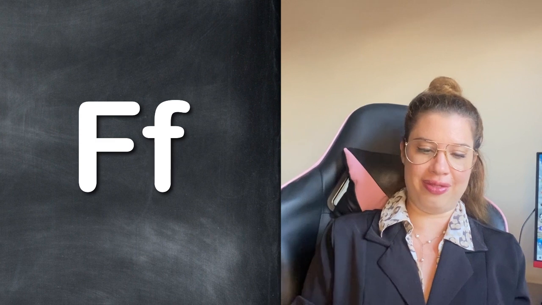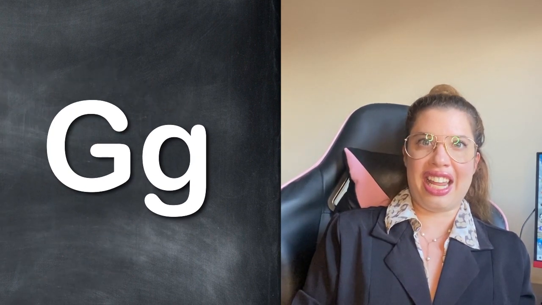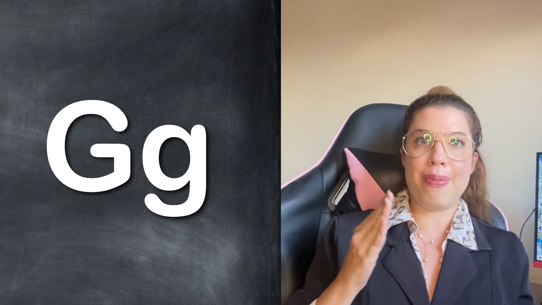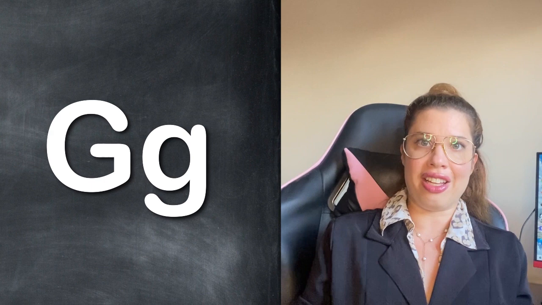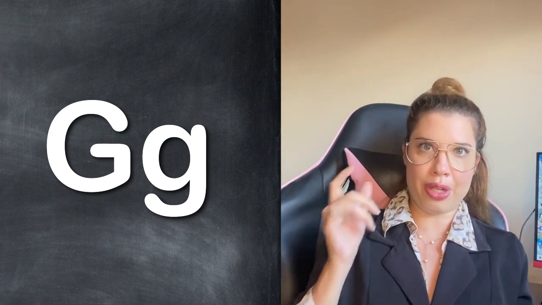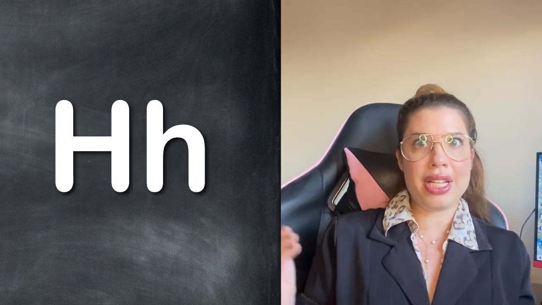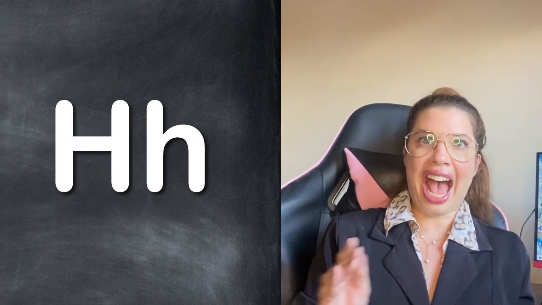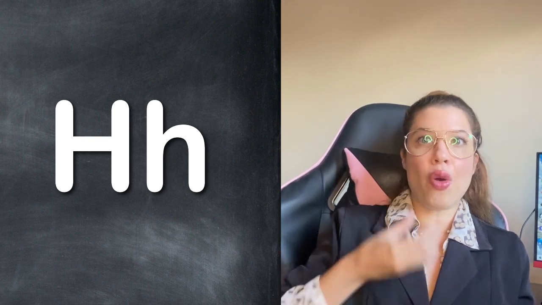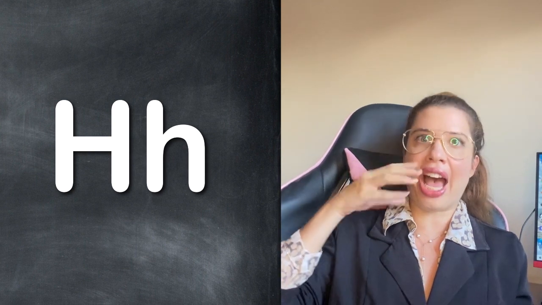And then letter G. Still follow A, B, C, D, E, G, okay? G, following that pattern with the E sound. And then we have H, which is very different from English. It's aga, it's an open vowel sound at the end. Aga, you open your mouth.